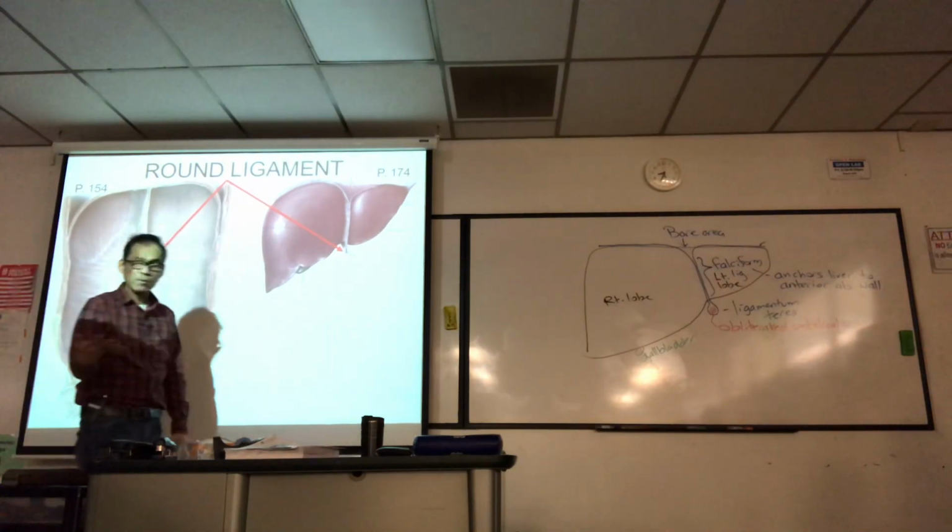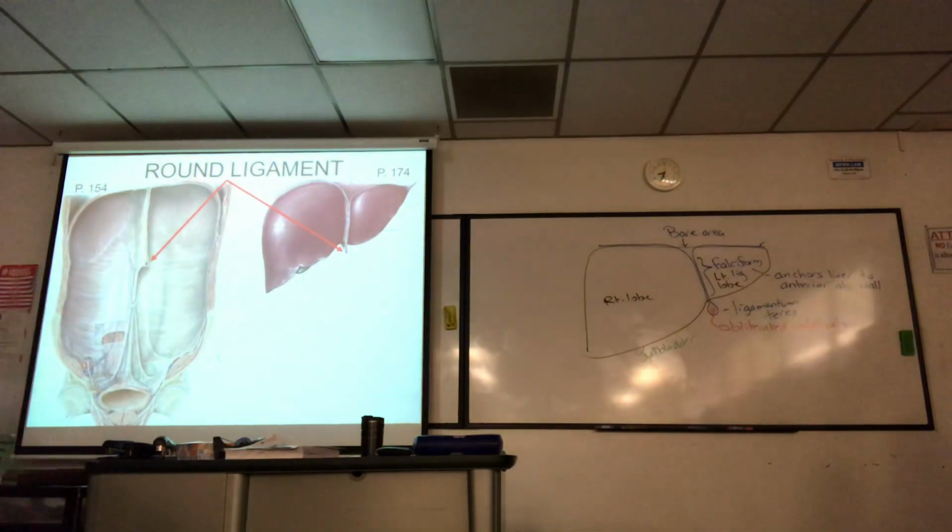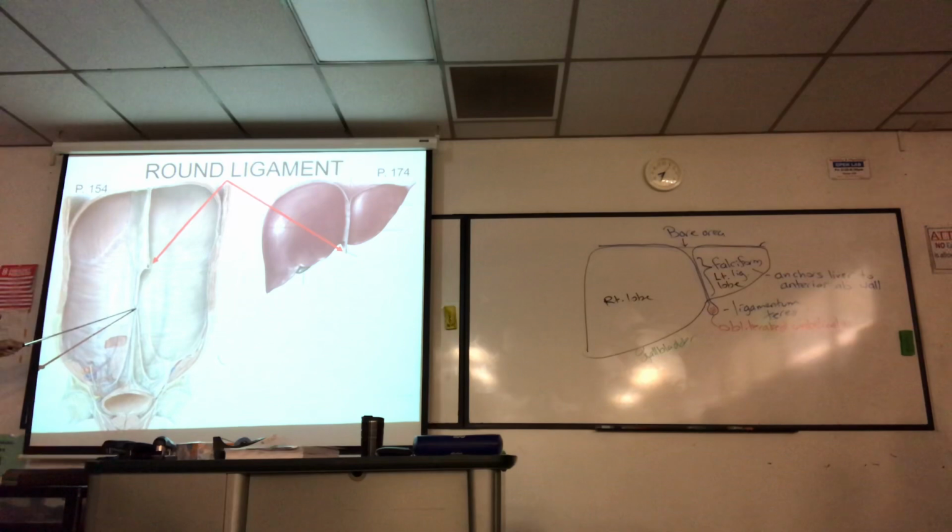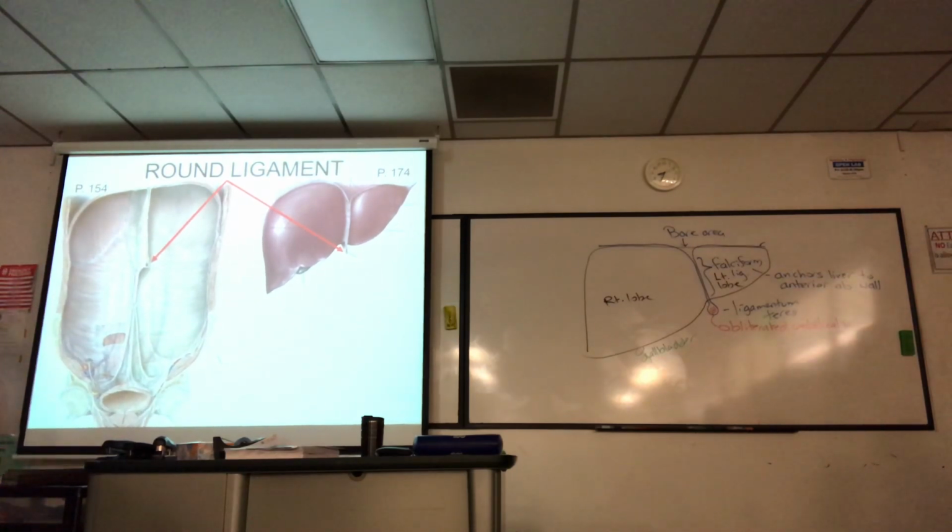I mean, let's remember what the umbilical cord is, right? It's coming out your belly button. So, what does it contain? It contains one umbilical vein, two umbilical arteries. I'll show you that in a cadaver.